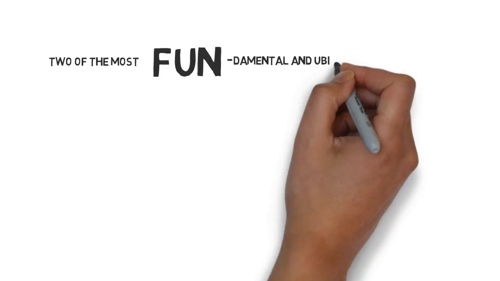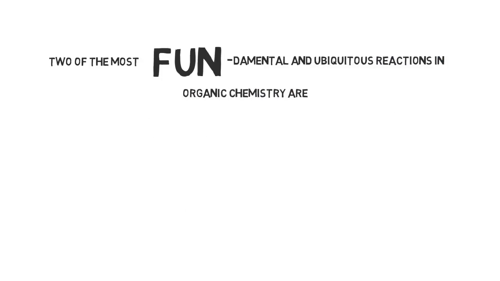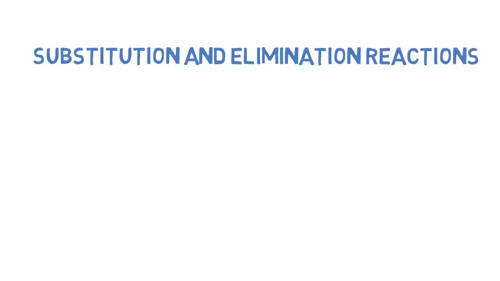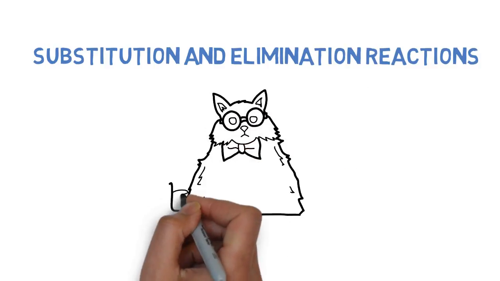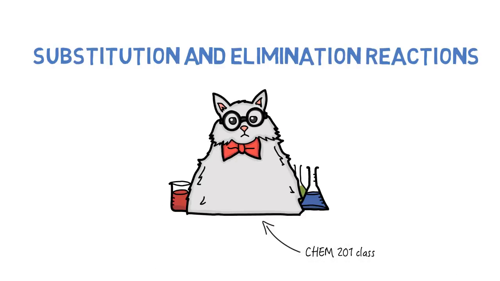Two of the most fundamental and ubiquitous reactions in organic chemistry are substitution and elimination reactions. Today, we will be going over SN2, E2, SN1, and E1 mechanisms, and how to predict the major mechanism and products given solvent conditions. With that, let's begin.